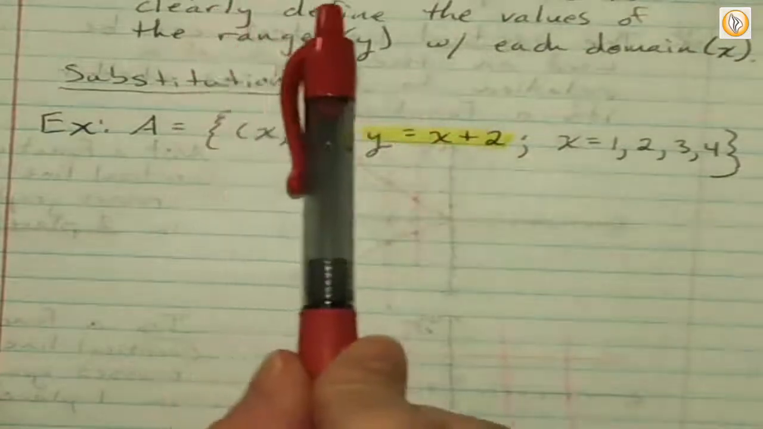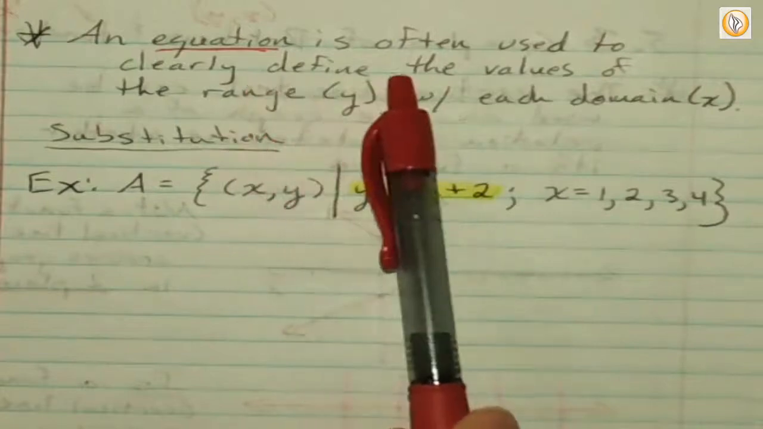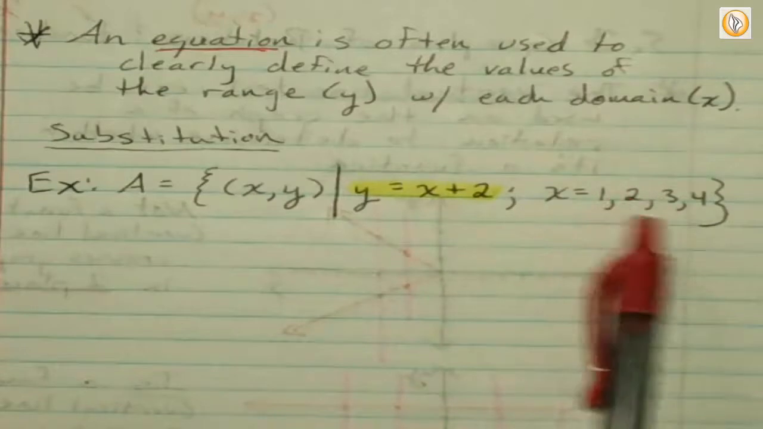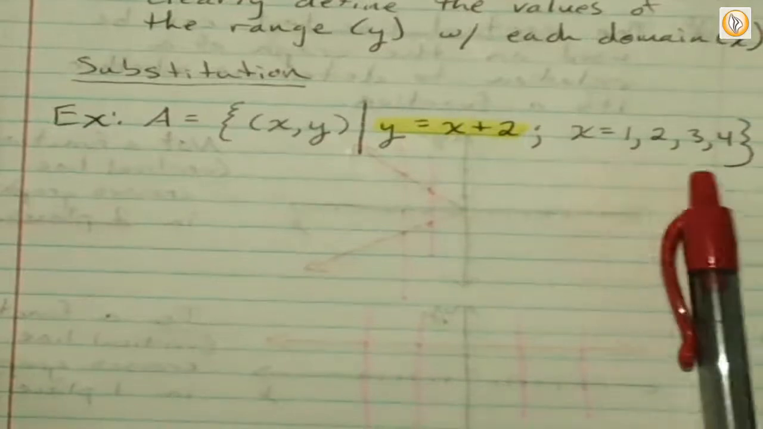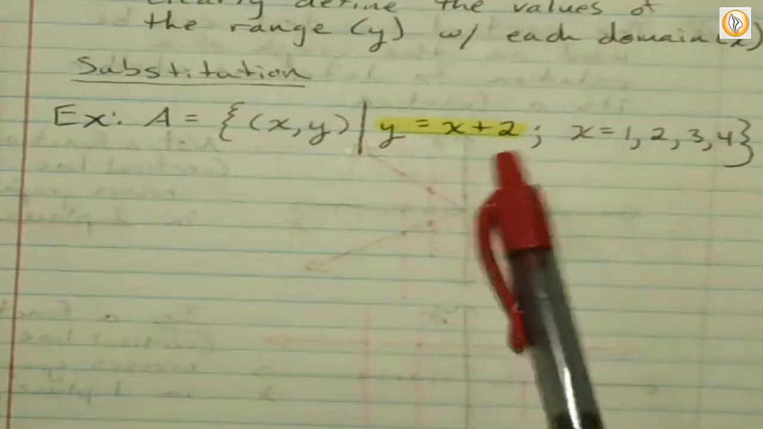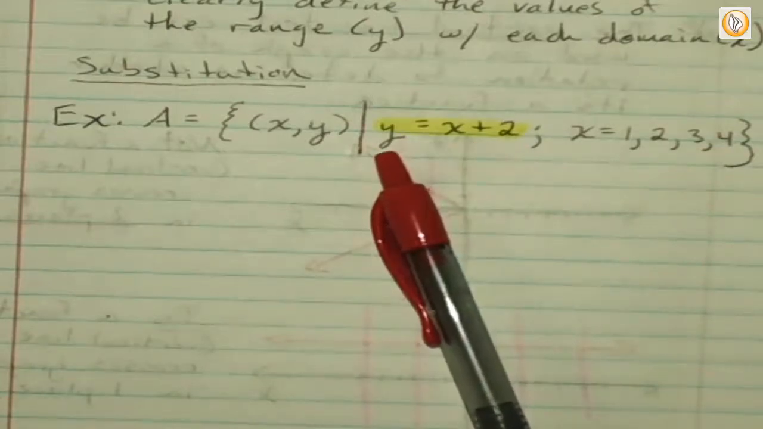So look back here. An equation is often used to clearly define the values of the range with each domain. They gave us the domain. We got to find the range. Can someone guess how we're going to do that based on this, chat? You put one of those numbers into X and then do it over and over for each of the 4 numbers and you get Y. Yep.